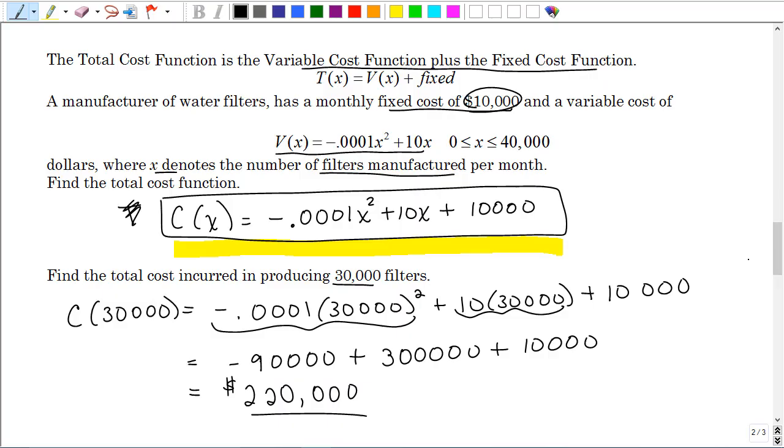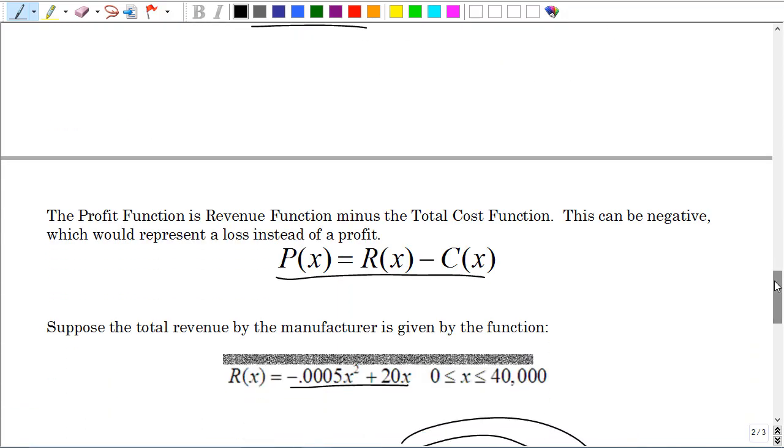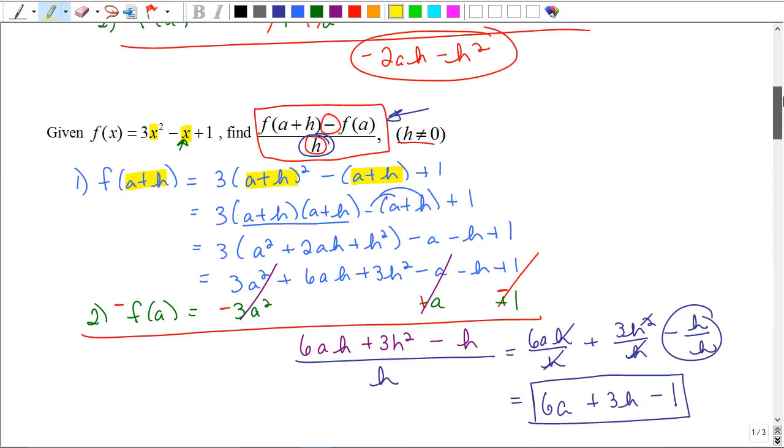So again, you're going to be asked a lot about a cost function, a revenue, profit, things like that. And one thing you should know throughout this course is that your profit is your revenue, how much money you take in, minus how much money it costs you to manufacture whatever you were making. And hopefully that makes sense. We also looked at what's called the difference quotient, which is this right here. We'll be using that quite extensively through this chapter and the next, so make sure you've got that down.